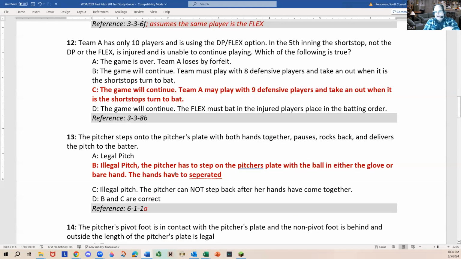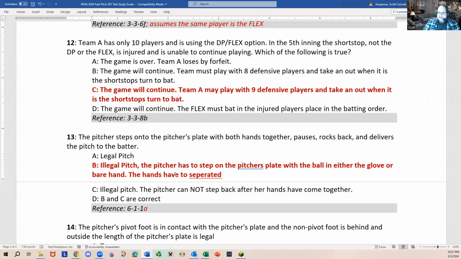Rule or question 12. Team A has only 10 players and is using the DP/flex, which means they're all in the lineup. In the 5th inning, the shortstop, who is neither the DP nor the flex, is injured and unable to continue playing. Which of the following is true? Normally you would bring a sub in for the shortstop and put another shortstop out there. But this coach has no subs on the bench. All 10 players are in the lineup.